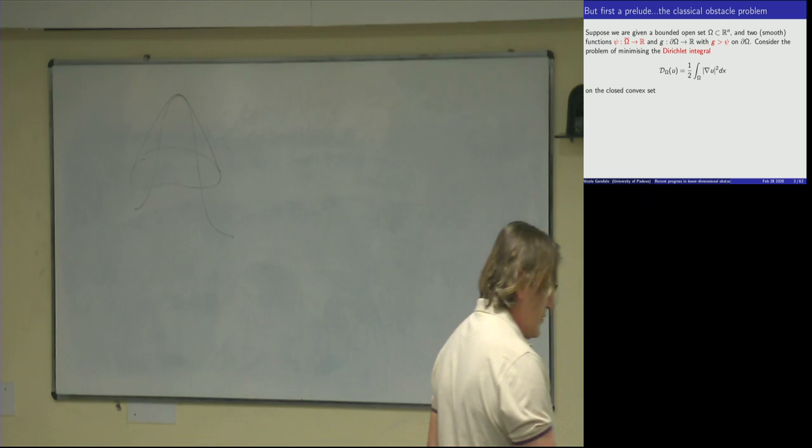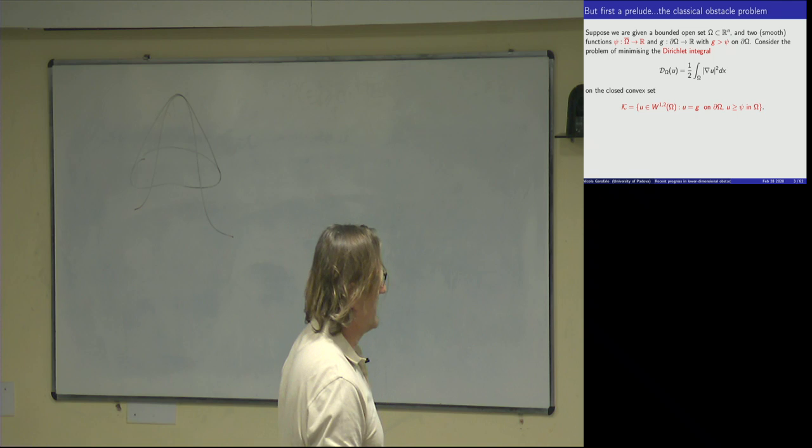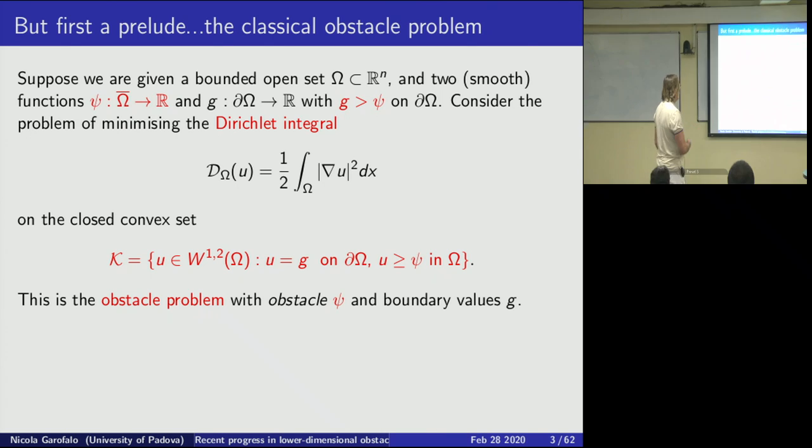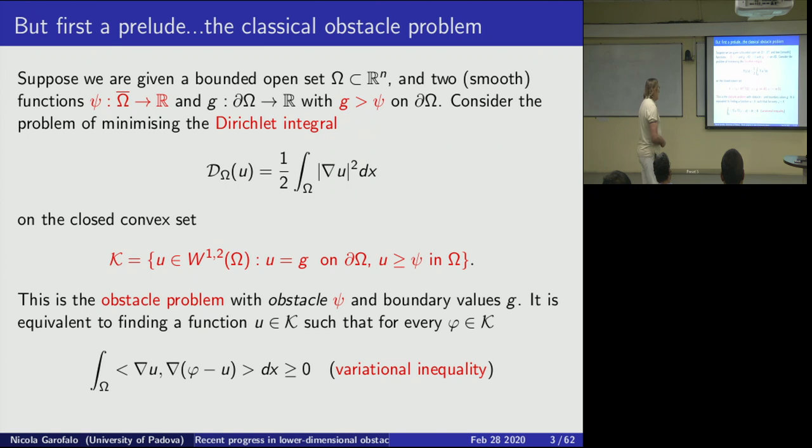The reason for which you want that condition is that you want this set to be a convex set. Once this set is a convex set, then you invoke a standard result from functional analysis, variational inequalities, and you realize that minimizing this functional on this closed convex set is equivalent to requesting this variational inequality. This has to be true for all functions phi, the test functions in your convex set, and you want to find a function u in the convex set for which this is true.